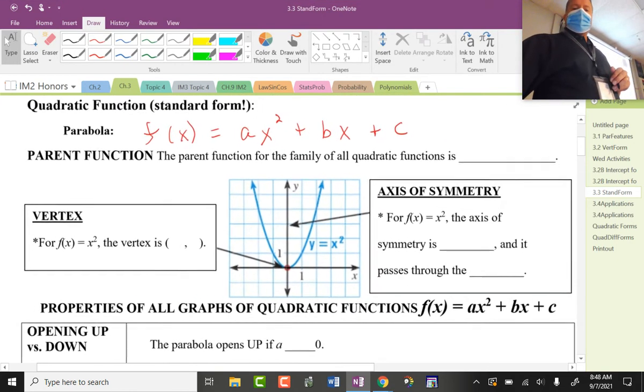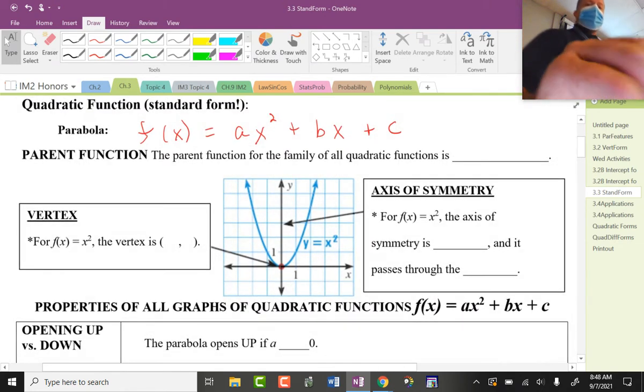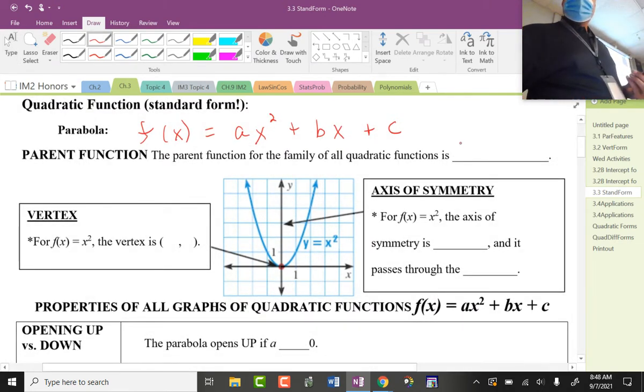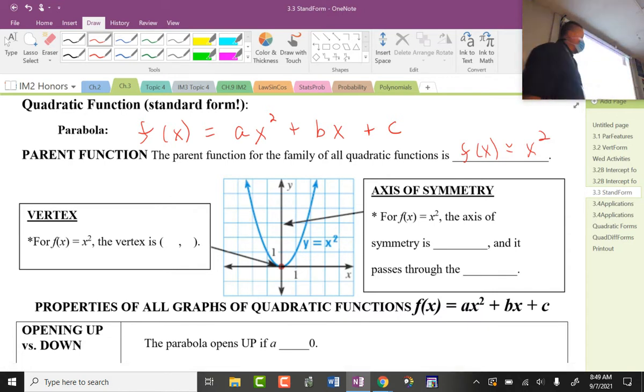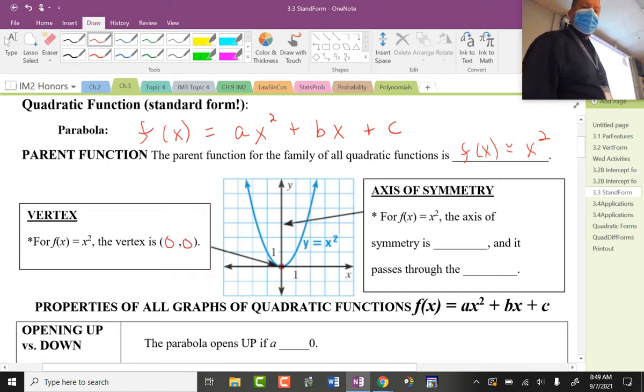Okay, and then you don't need to write this down, but the parent function, of course, for all of these is just f of x equals x squared with nothing happening to it. 1 in front, no other variables, no x's, no constant. That's the parent function. Input, say it. Okay, so if I input 0 into the parent, 0 squared is 0. Input output, there is the vertex.